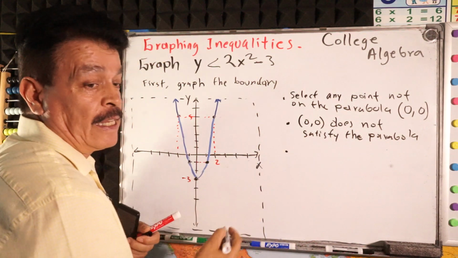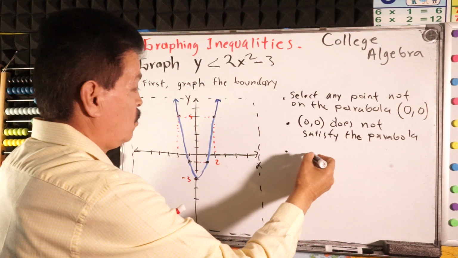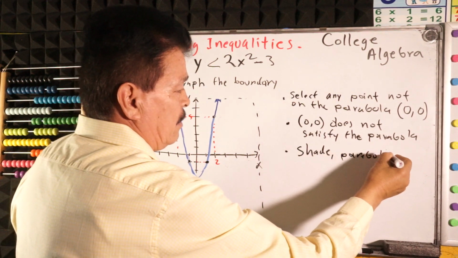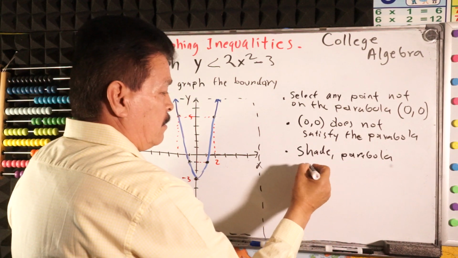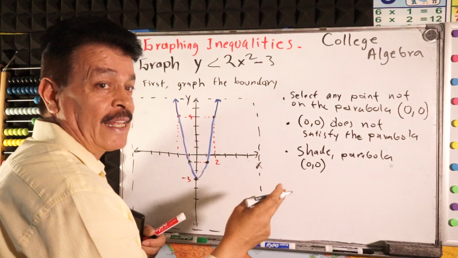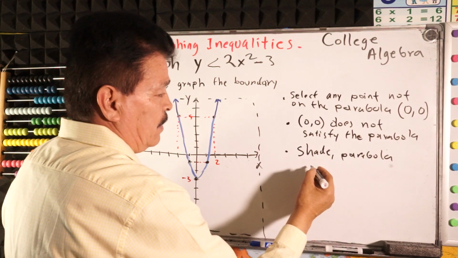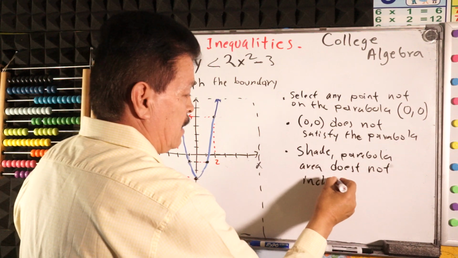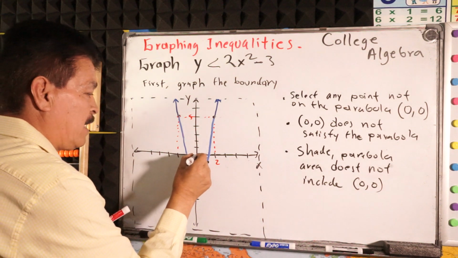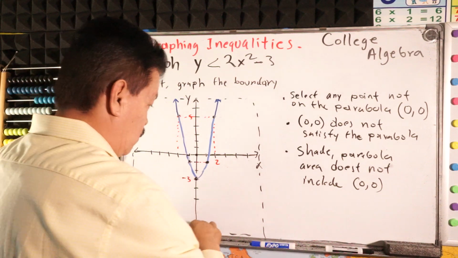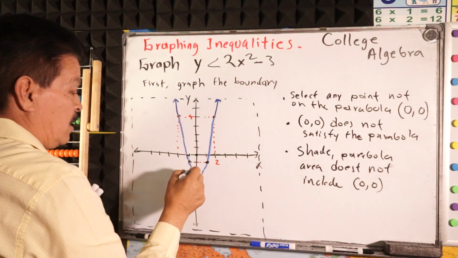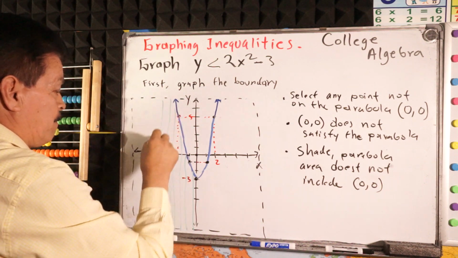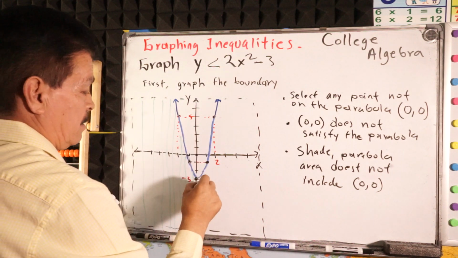So just shade it. Shade a space around the parabola like this, which does not include (0, 0). So (0, 0) is right here. See, (0, 0). So then we have to color in all the area that does not include (0, 0). In this case, we have all this area, all this space right here. We have to shade this area, all this area.